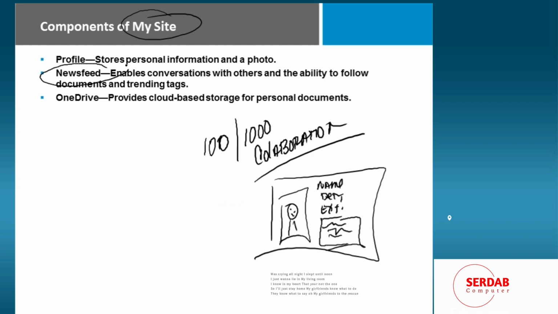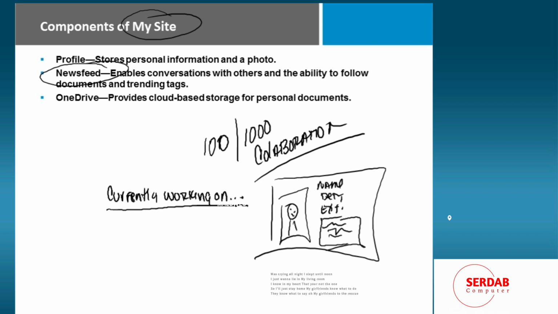Now, we do have a news feed, and the news feed allows you to enable conversation with others and the ability to follow documents and trending tags. So really, you can think of this as a mini Yammer, or maybe you want to say a mini Facebook for business, because I can have on my news feed what I'm currently working on, and I could talk about a project that I'm currently working on.